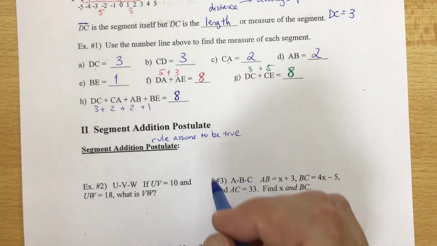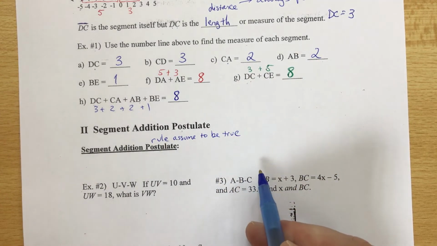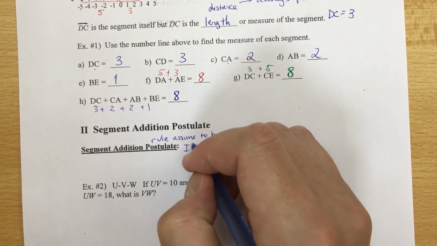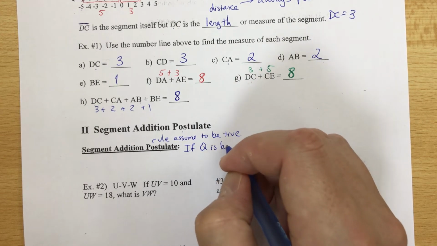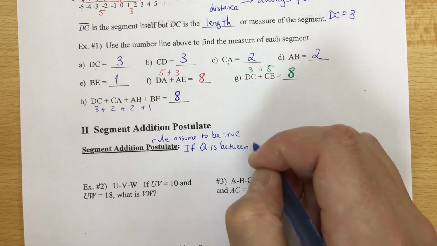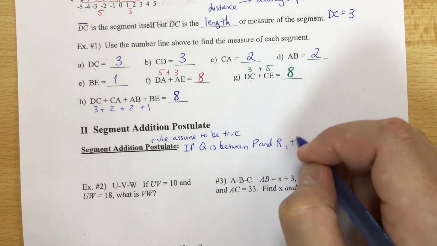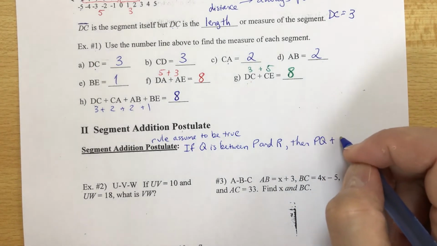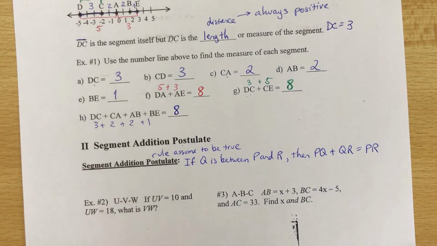Now, I'm going to draw this, okay? So we're going to draw it and we're going to write in words what's happening. So I'm going to start with the words. The official definition: if point Q is between points P and R, then the length of PQ plus the length of QR is equal to the length of PR.